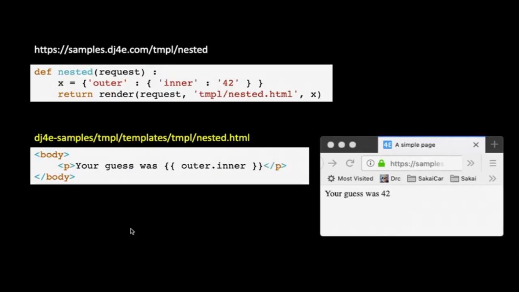Now we can pass objects within objects, and so it's a little tricky. We have a context in this x variable, and the outer key is pointing to another dictionary, and in that dictionary there is a key of inner with a value of 42. And then we render the nested.html, and you see the outer, but then outer.inner. So outer is that object, and then object.inner becomes 42.